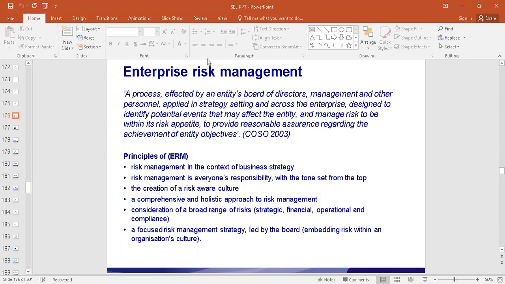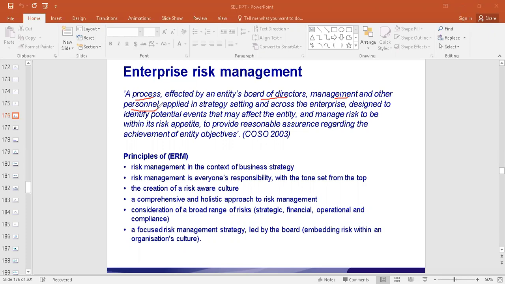It says ERM is a process. Who all are involved in this process? In terms of managing the risk, there is a concept called ERM, enterprise risk management. What does it mean by ERM? It says it is a process. In this process, who all are involved? The people who are involved are from all levels of management. Affected by an entity, we see board of directors, we see management and other personnel. So from every level of management, people are part of this process.